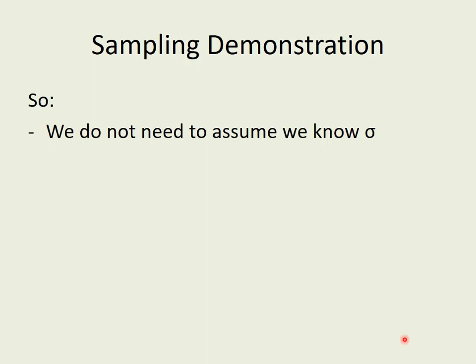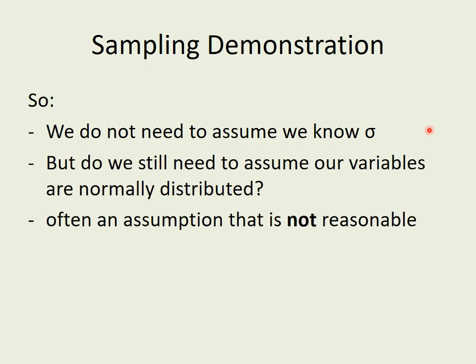As we showed in the last video, we don't need to assume we know the population standard deviation, which is good because we would never know that. So we can replace it with S, the sample standard deviation based on a sample. However, do we still need to assume that the variables are normally distributed? Often this is an assumption which is not reasonable. Many things that we care about in the real world, especially things like the distribution of any kind of property or income, are heavily positively skewed, or at least not normally distributed. It has some sort of very messy distribution, often very skewed. So that's not a good assumption.